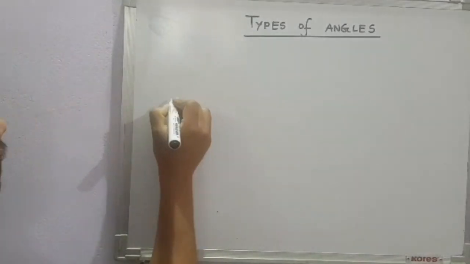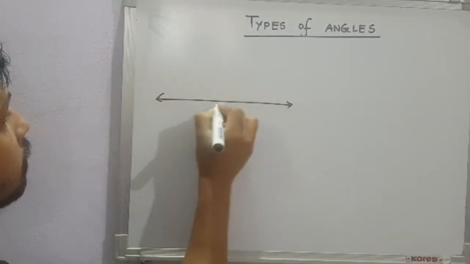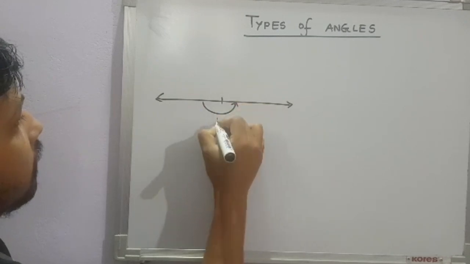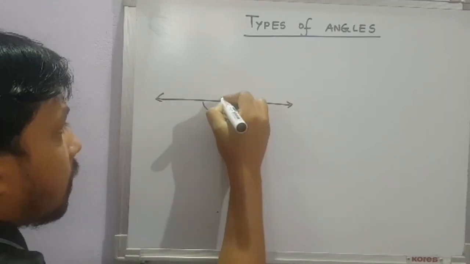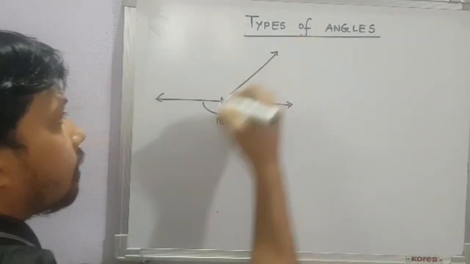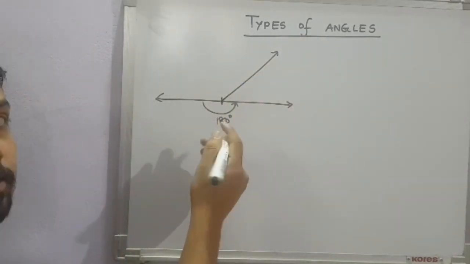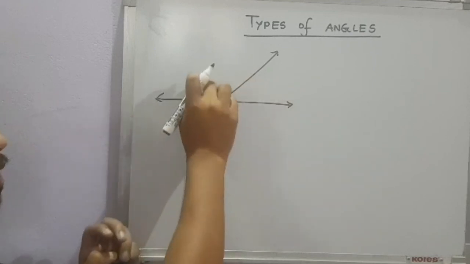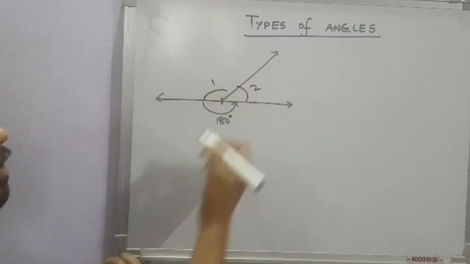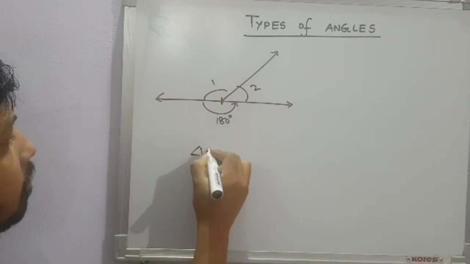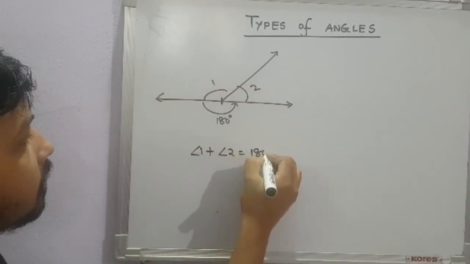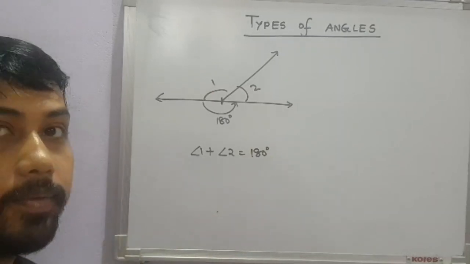If you recall, I have explained that angle in a straight line is always 180 degree. So how much is over here? 180 degree, isn't it? Alright. Now if I take another ray from this particular point, the entire straight angle has been divided into two parts, angle 1 and angle 2. Angle 1 plus angle 2 is always 180 degree, isn't it?